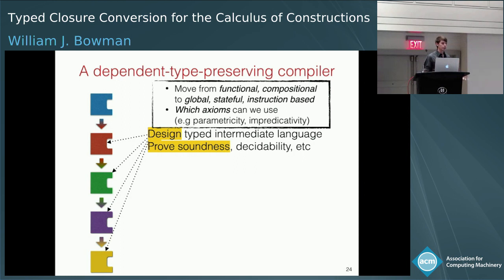Now, when we move to dependent types, we have new challenges in this design phase. We're trying to design typed languages that can prove theorems, and we're going from type systems designed for functional, compositional programs to type systems that have to reason about global, stateful, instruction-based programs. And when we prove soundness of this system, our type system can express theorems, can express set theory. So we have to prove soundness of something equivalent to set theory, which means we have to be very careful about which axioms we add to these type systems.